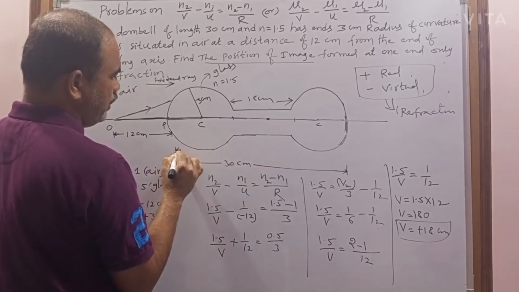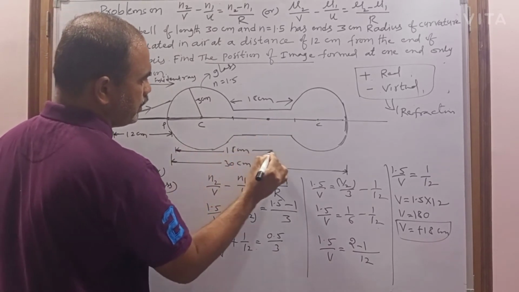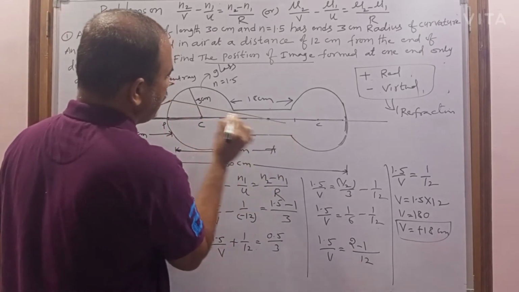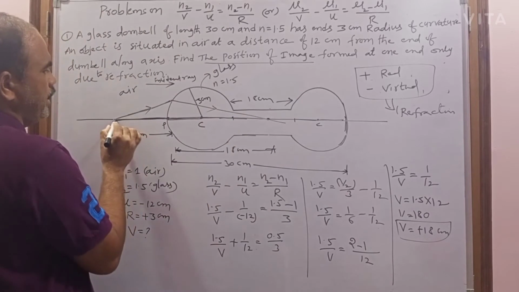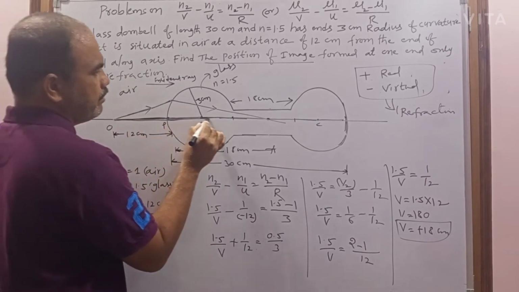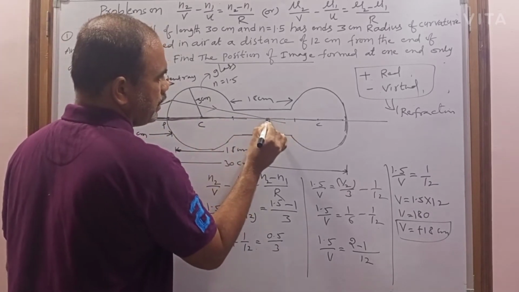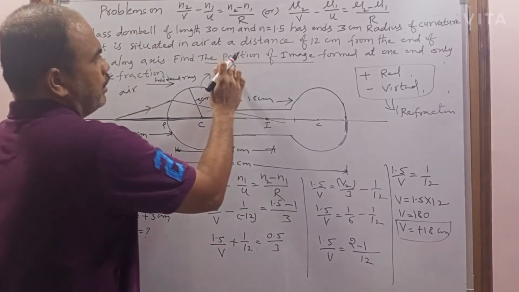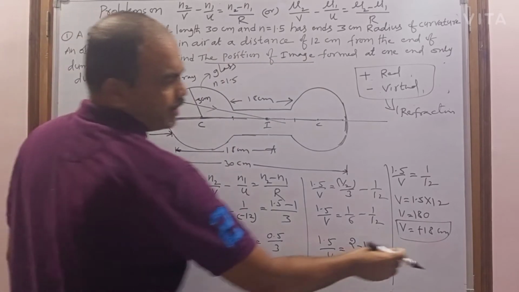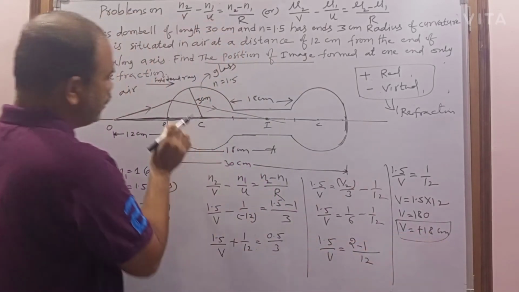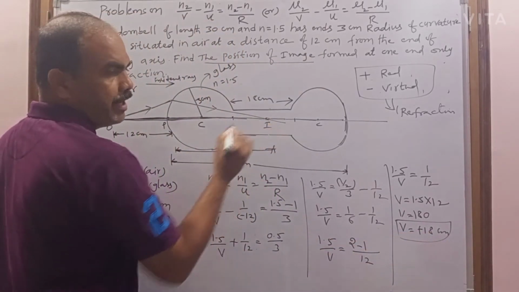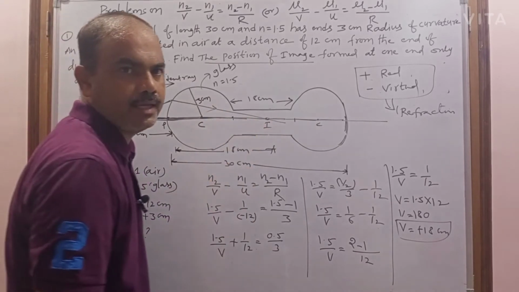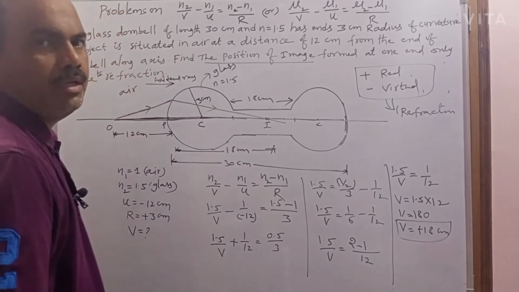So from the pole, how much distance? 18 centimeter. So when I draw the diagram, this is the refracted ray, and when I take another ray that is passing through the center of curvature, these two refracted rays intersect here, that's why the image is formed here. So the position of the image is where? The position of the image is 18 centimeter from the pole of the mirror, and it is a real image because the refracted rays really intersect. So in this way you can solve any problem.